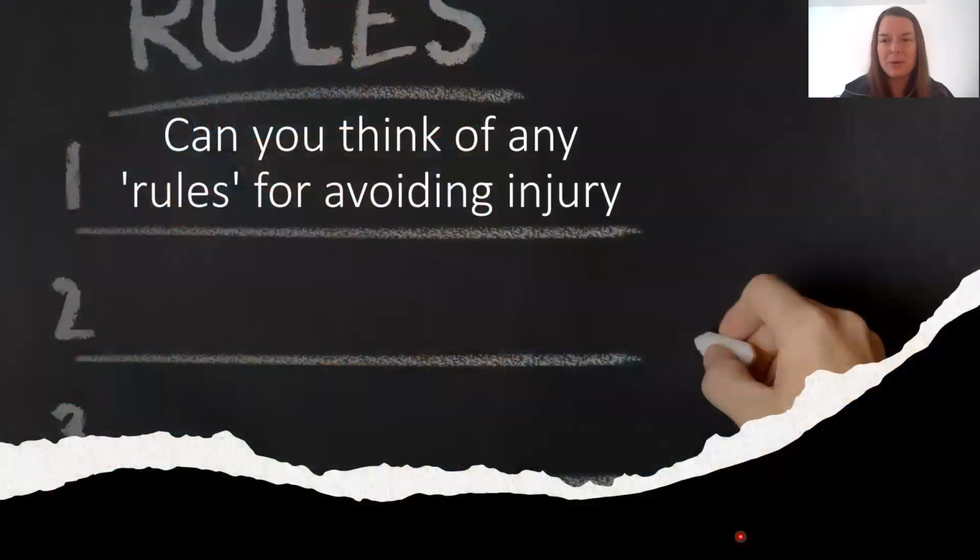So how do we avoid this from happening? Can you think of any rules? So there are a few guidelines or rules that we should all abide by to avoid things like this from happening. Again, there is a certain inevitability about it, but there should never be an injury that could have been avoided.